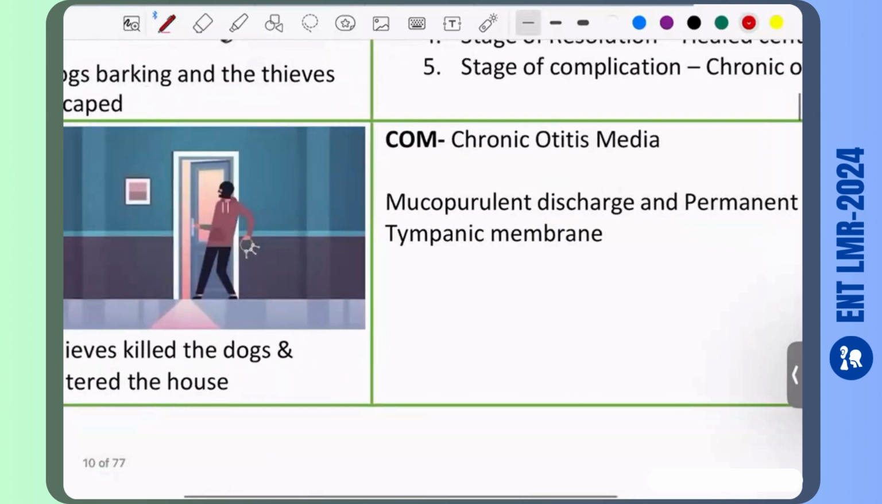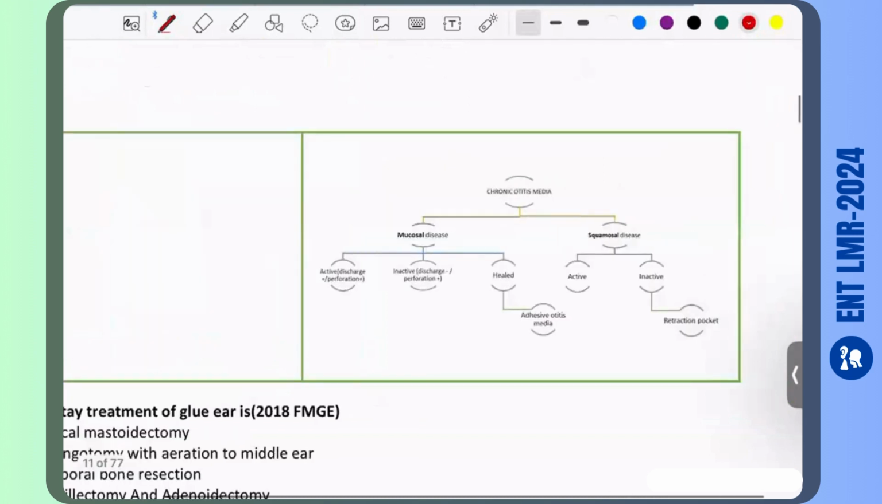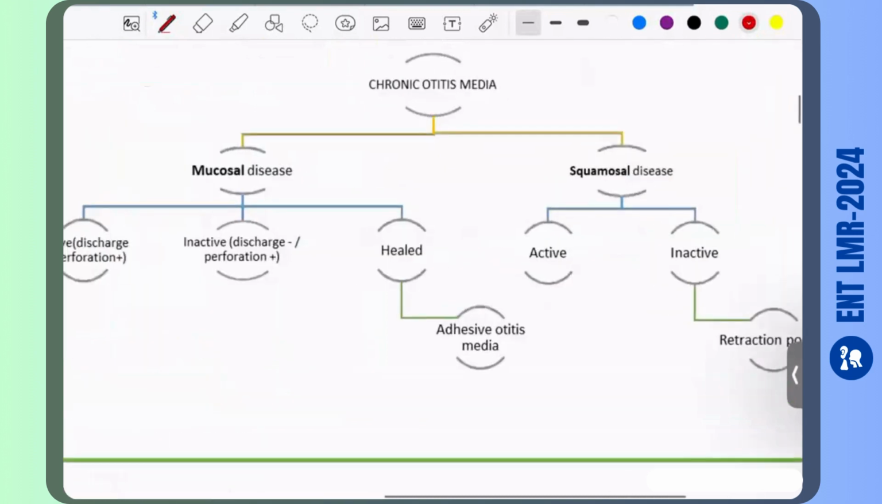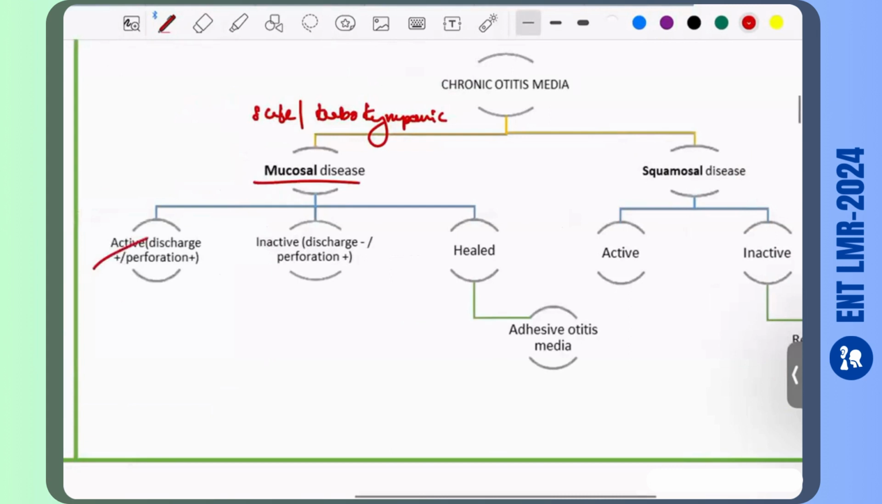Sir, what are the types of chronic otitis media? Previously it was called safe type or tubotympanic type. Nowadays it is called mucosal type. If we have a perforation over the tympanic membrane with discharge, it is an active disease. If we have a perforation but no discharge, it is an inactive disease.